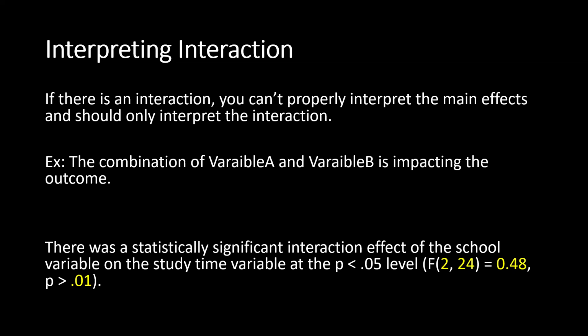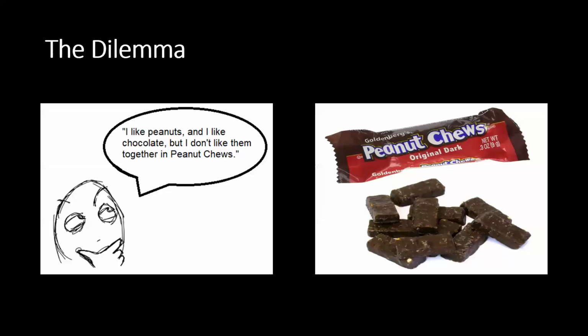Now, there's a lot of confusion as to how to interpret interaction, or what interaction actually means, other than what you just wrote in APA, and other than you need to stop and think about it and report your results. Think of it like this. This gentleman on the left, he likes peanuts and he likes chocolate, but he doesn't like them together in peanut juice. And this is the example I often use when describing this concept to someone who inquires about it.